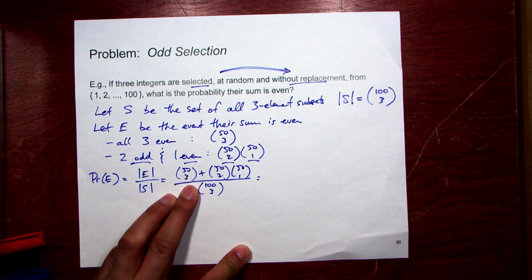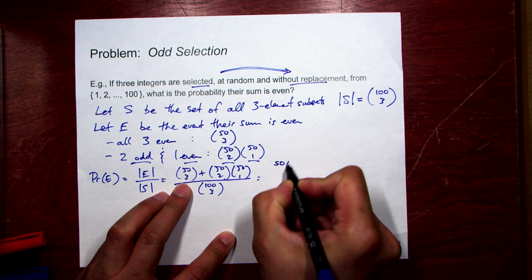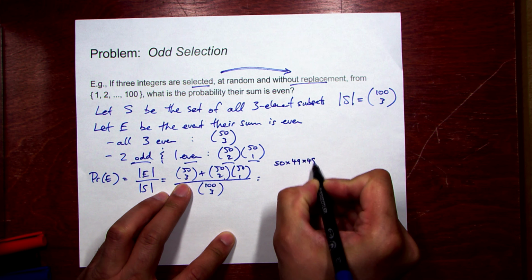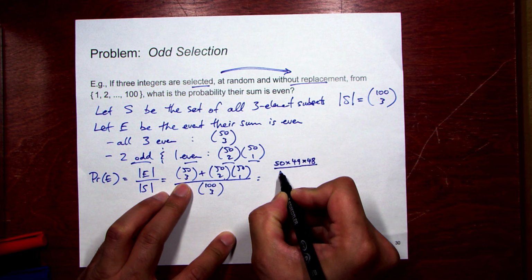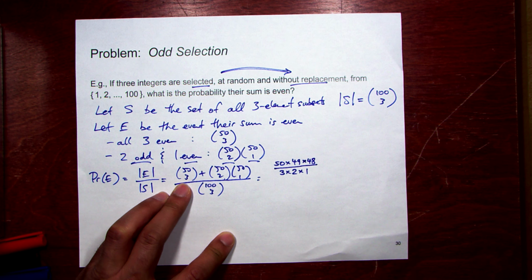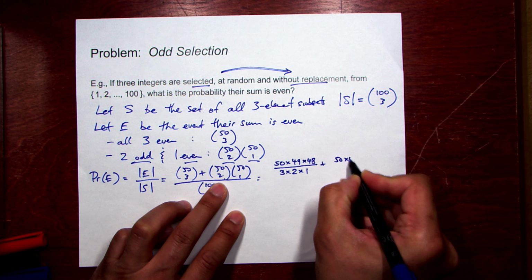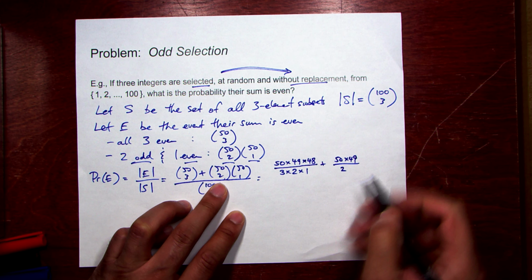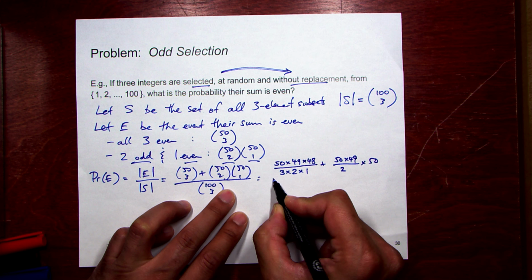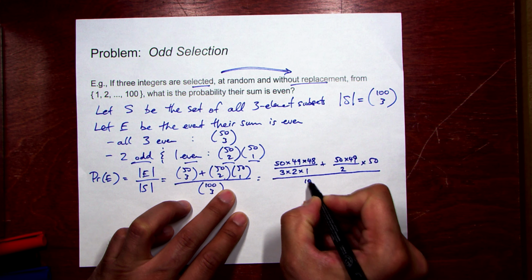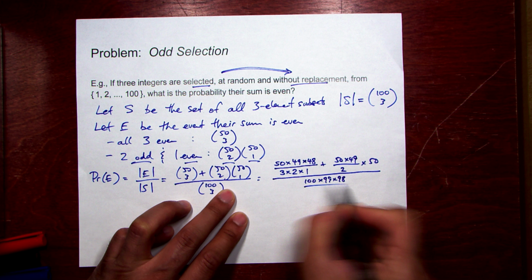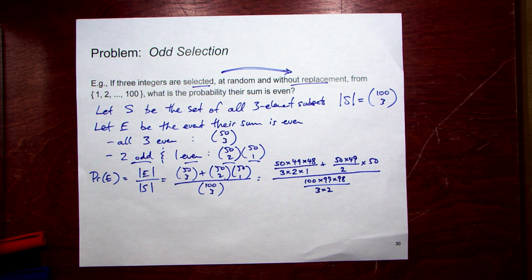Okay, so 50 choose 3, if we get rid of the cancellation of 47 factorial, we're left with 50 times 49 times 48 over 3 times 2 times 1. 50 choose 2 is likewise 50 times 49 over 2. I'll just dispense with the times 1. And 50 choose 1 is 50. The denominator is 100 times 99 times 98 over 3 times 2. Okay, and I want to not write a lot more. So we're going to do some cancellations of things.